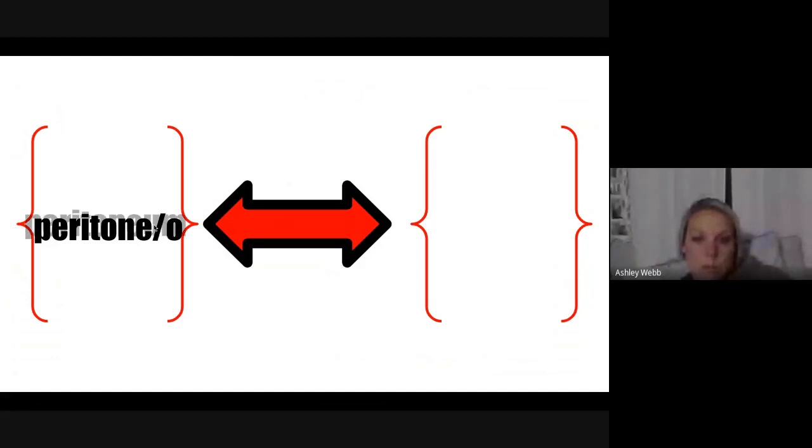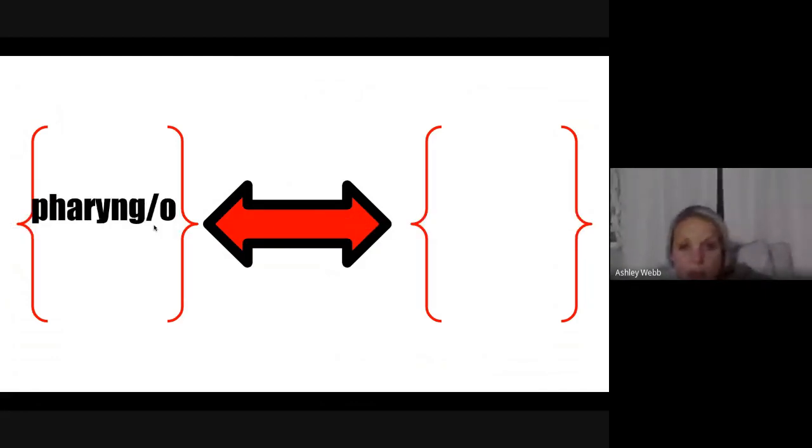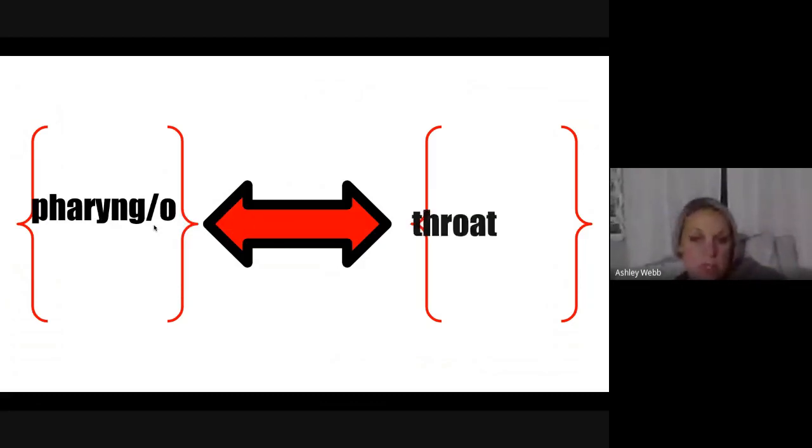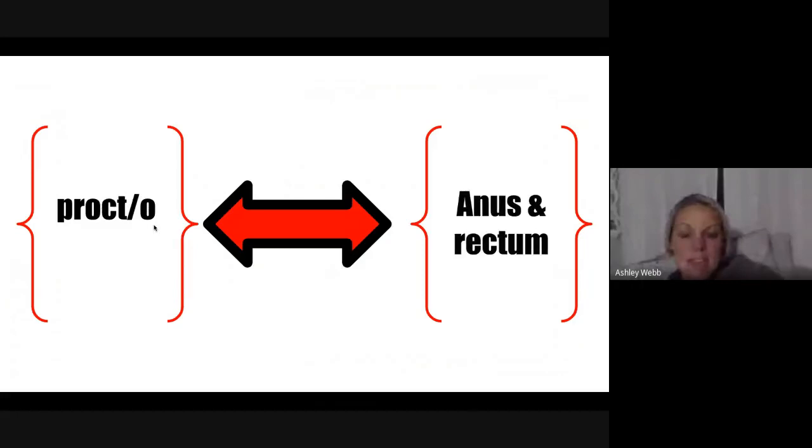Okay, that of course is peritoneum. If we see this one, we should think throat. Okay, when I see procto, I think of proctologist. And what does a proctologist do? It is a doctor of the lower half, the very bottom of the digestive tract with the anus and the rectum.